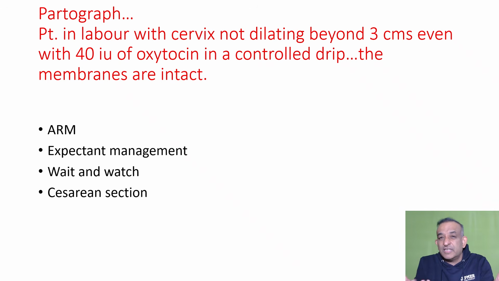So it must be the syringe pump, which is generally 2, 4, 6, 8, like that, in which we give oxytocin, and not 40. So if it is 40, it has to be a syringe pump in which we are giving the oxytocin. Anyway, whatever oxytocin drip rate you've not told me, whatever oxytocin was given, they were good contractions and the membranes are intact, but the cervix is not dilating beyond 3 centimeters. So what is the next step to do?